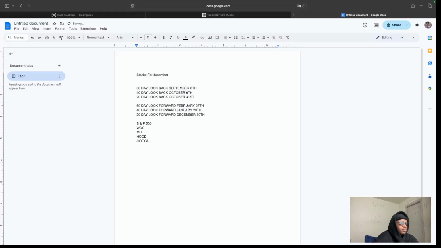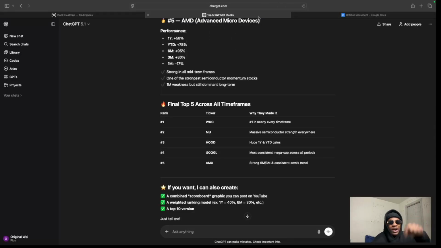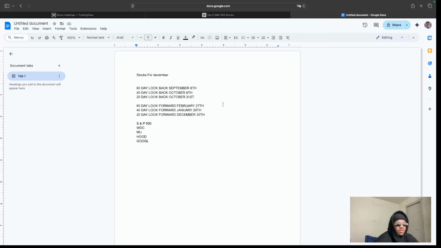Nothing against them, but that app is meant for gamblers. I said it here first. Robinhood is meant for gamblers. But I trade it though. I get in and out of it. I don't want to hold it as a long-term company. Then we got AMD. Now, if you're a settled person, this is all you will need right here.